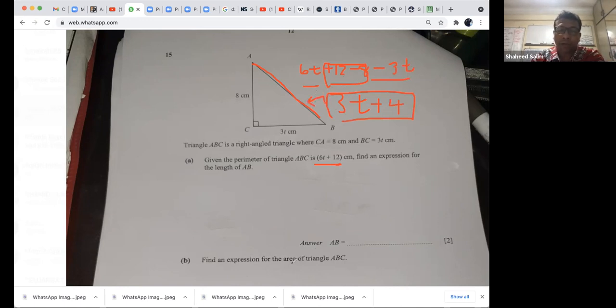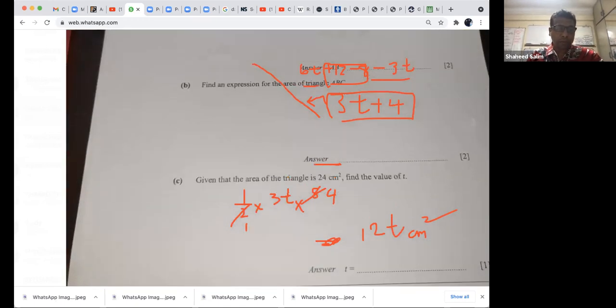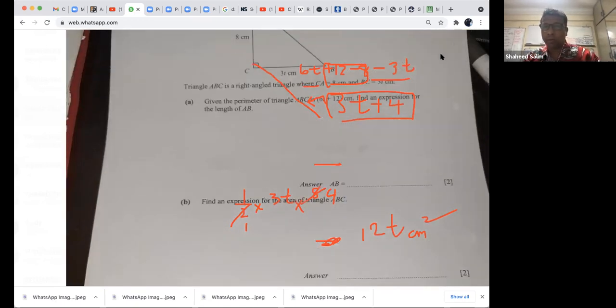Next one. Find an expression for area of triangle. Very simple. Half times base times height. Half times base, what's base? 3t, times height 8. Divide by 2, you get 4. 4 times 3 is 12t. Area, this is not the AB, area is in cm square. Okay. All right, let me just bring you to another one. This time I will get it right. Hold on.